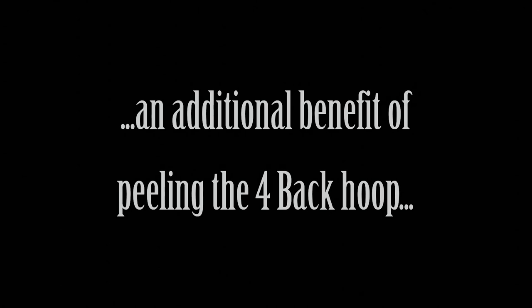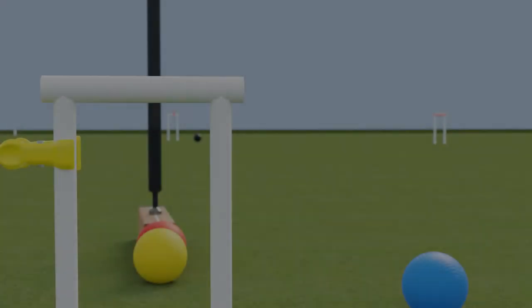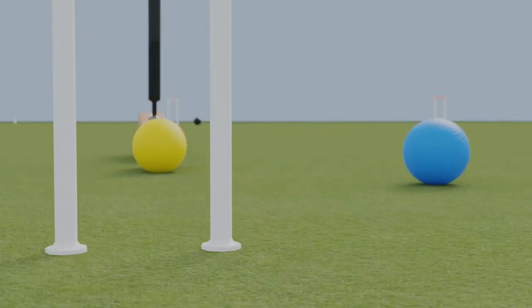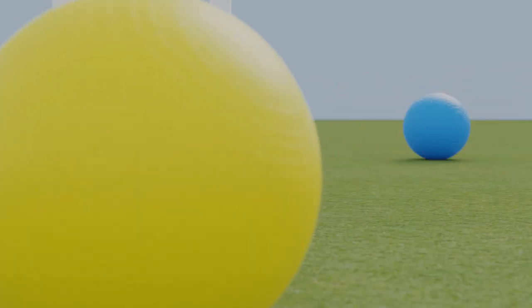If yellow is peeled through 4 back, the normal penalty for going through this hoop is not incurred. In other words, the opposition does not receive a lift. So, learning to peel creates significant advantages for the advanced player.